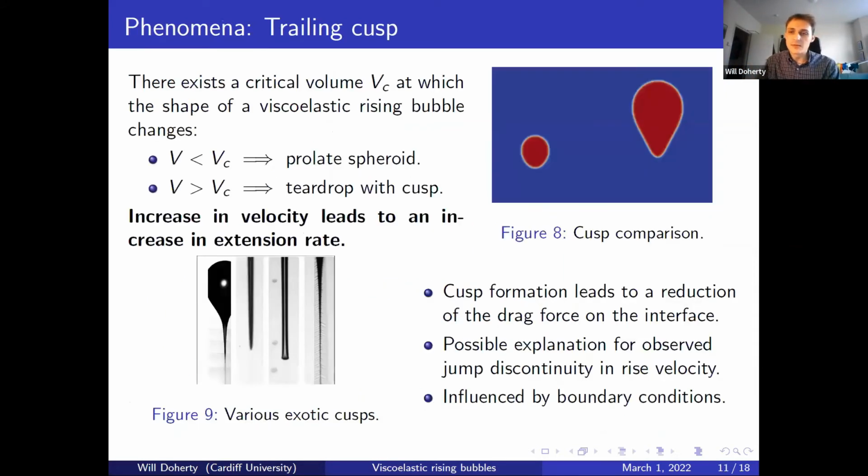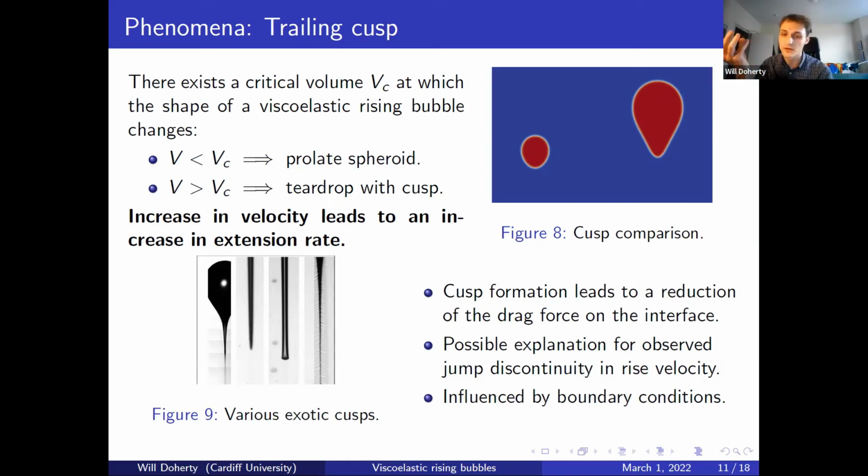So I'm going to now talk a little bit about some of the phenomena associated with viscoelastic rising bubbles. And the first one, which is incredibly common and seen quite a lot, is a trailing cusp shape. So depending on the simulation parameters, there is a critical volume that's associated with any type of viscoelastic rising bubble. And if your volume is larger than this critical volume, then it will change the characteristics of how the bubble rises quite significantly.